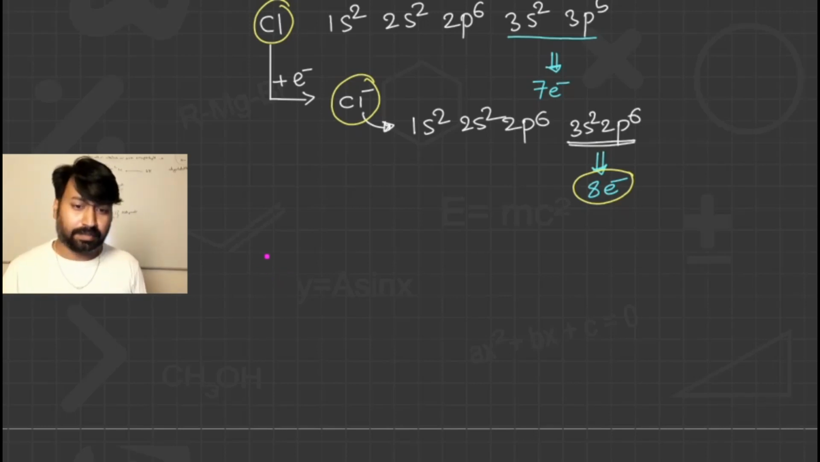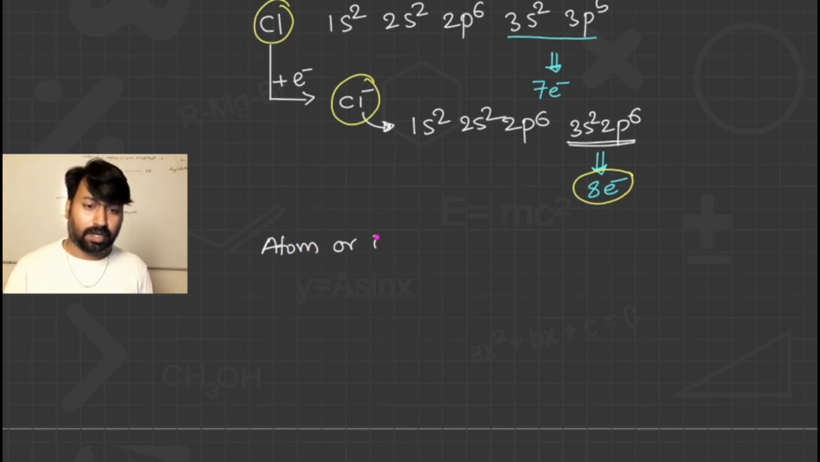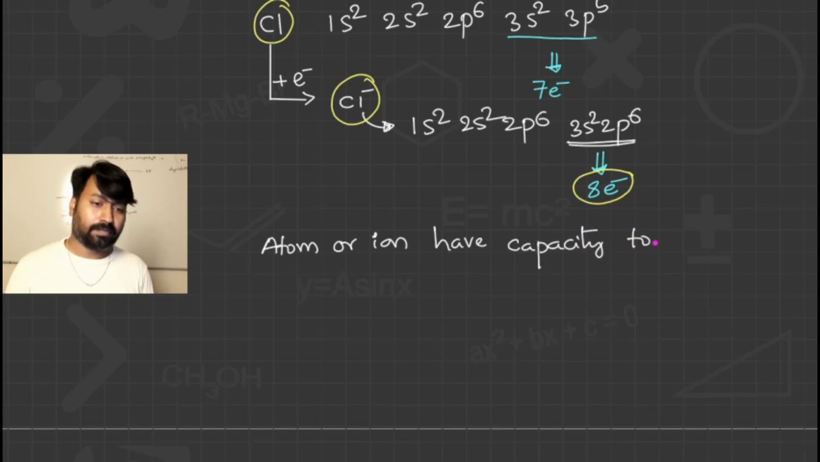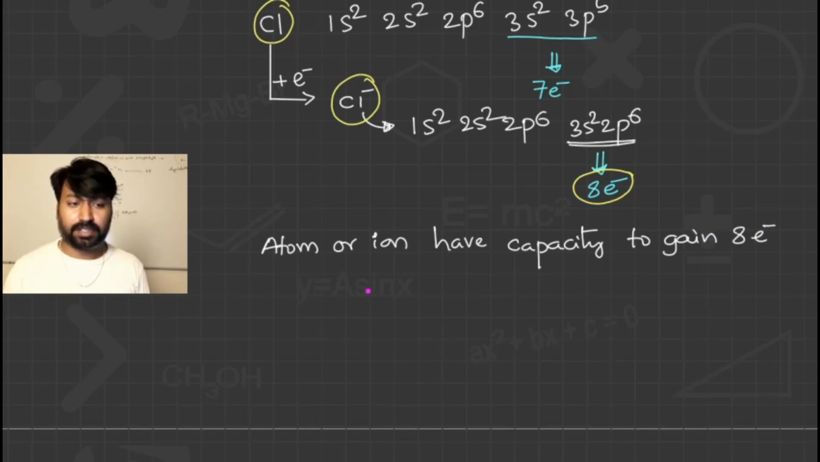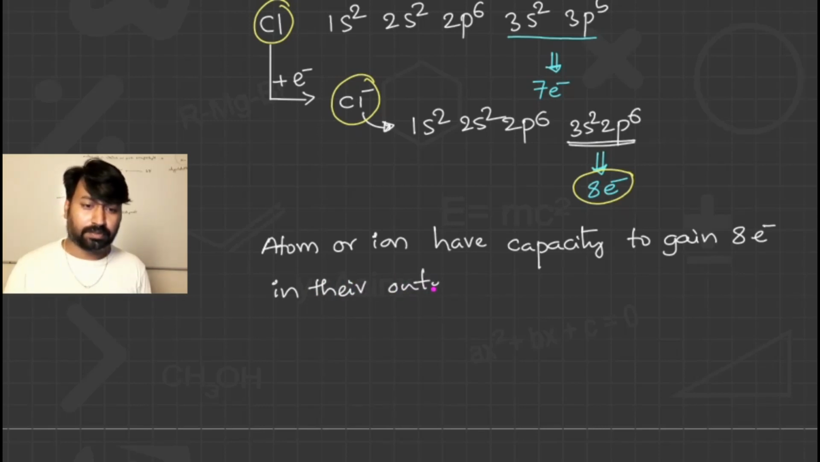Let me write that statement here. Atom or ion have capacity, we'll write capacity, not tendency, to gain how many electrons? 8 electrons. The wording is important here. 8 electrons in their outermost shell.